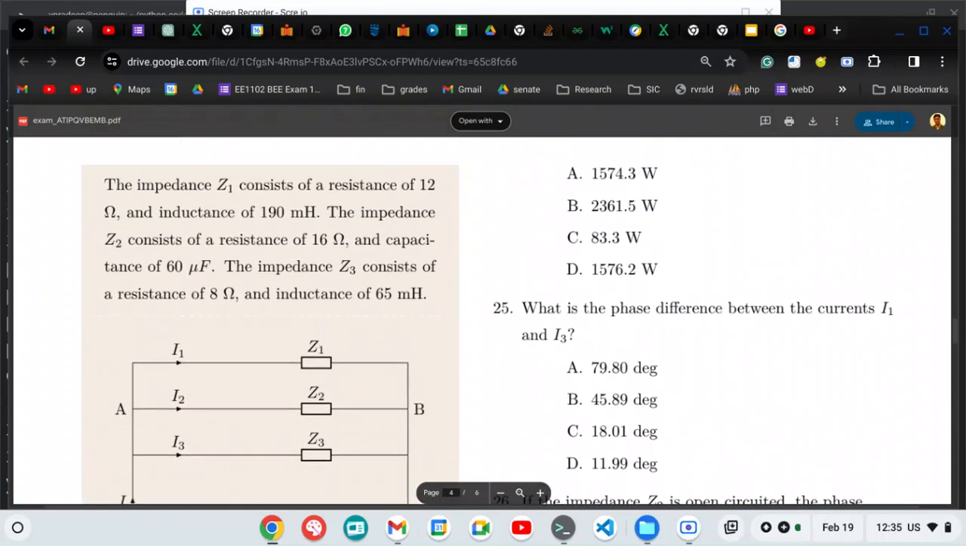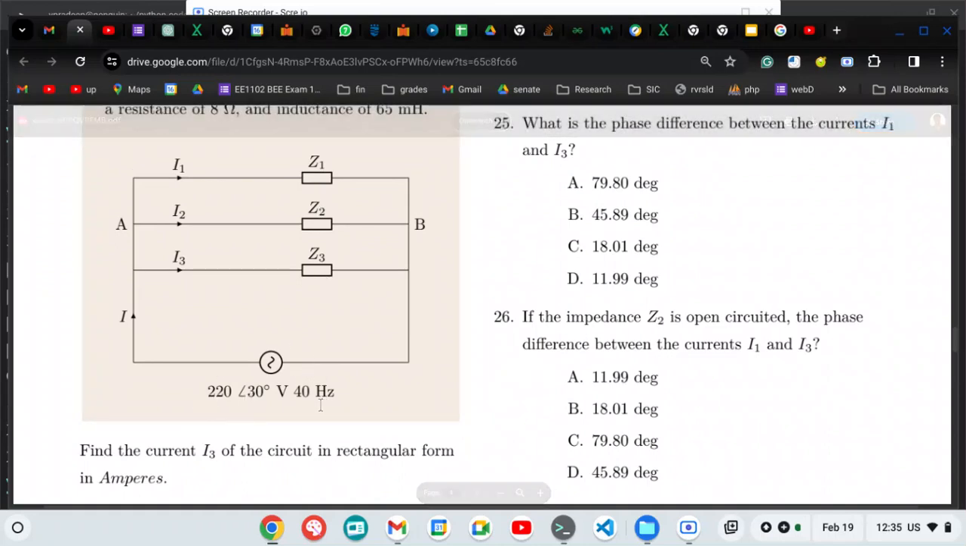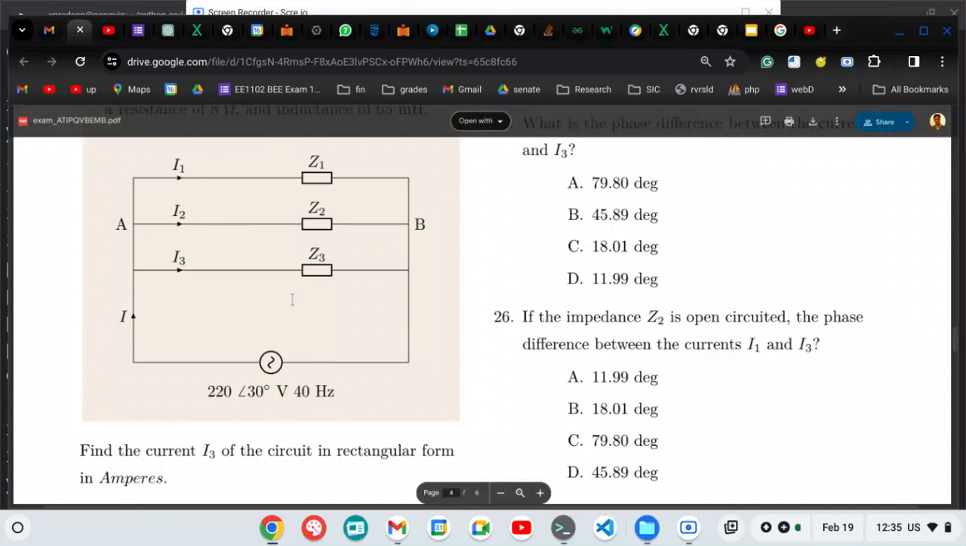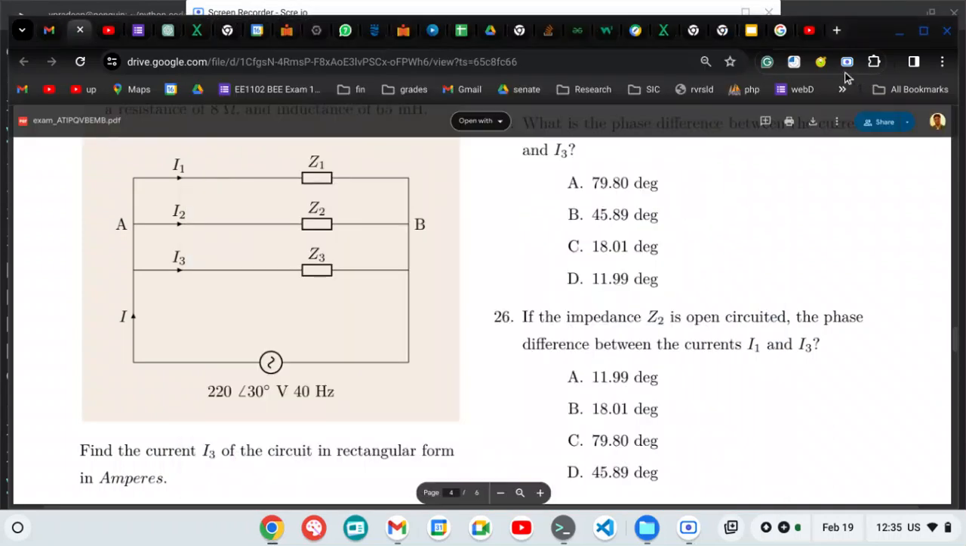But just a recap. We have the circuit like this: three impedances Z1, Z2, Z3 in parallel to a voltage source, 220 angle 30, at 40 hertz. If you did not see part one of this video, please go to the part one video. Maybe I will give a link separately.